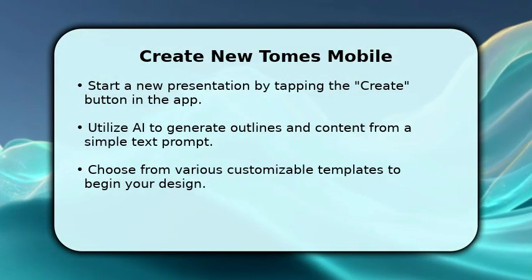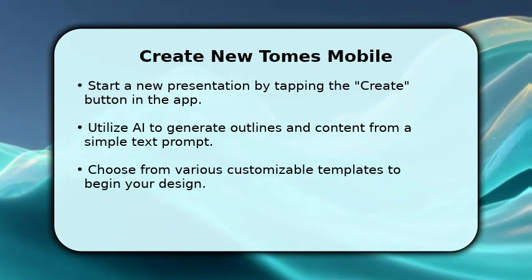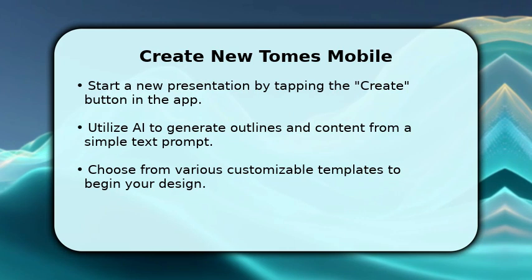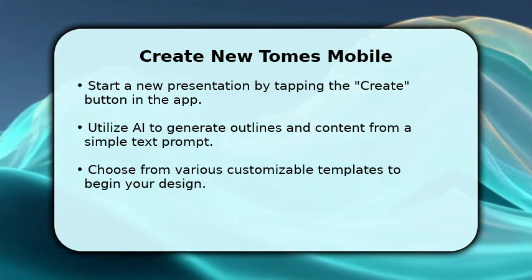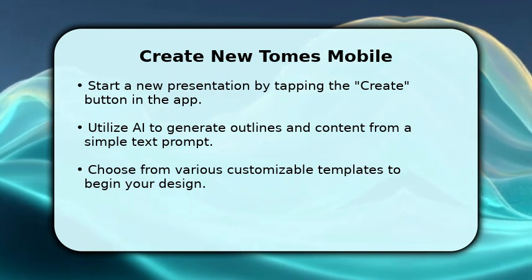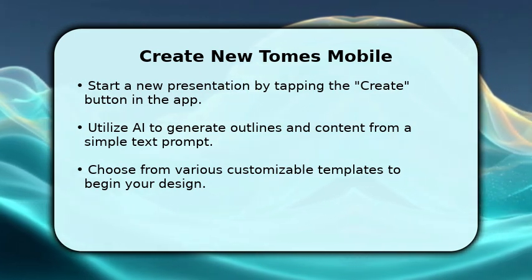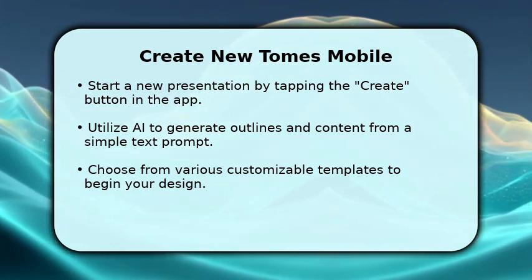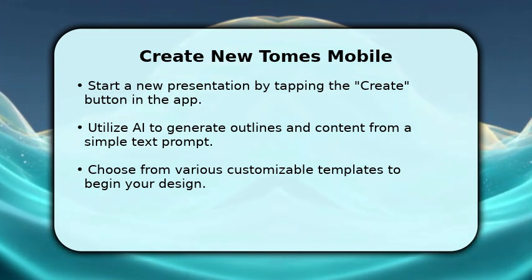Creating a new tome on your mobile device is straightforward. Simply open the app and tap the Create button. You can then use Tome's AI to generate an outline and initial content by providing a brief text prompt. This feature saves significant time, giving you a strong starting point. Alternatively, select from a wide range of customizable templates to kickstart your presentation with a professional look.